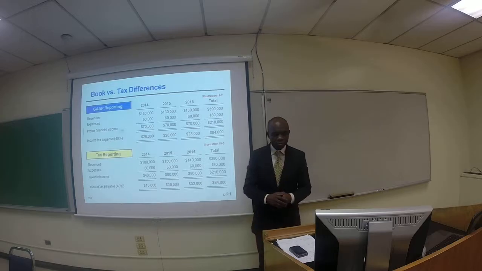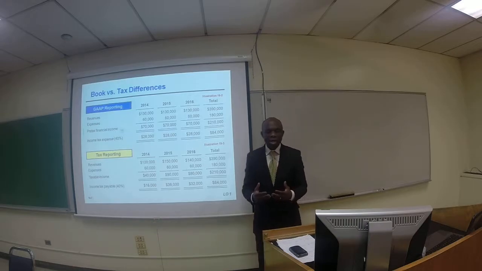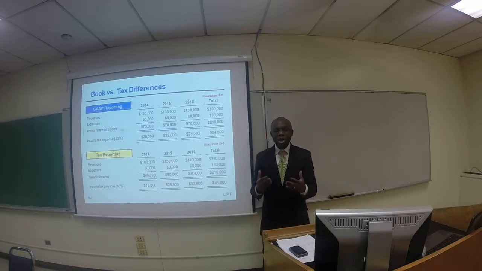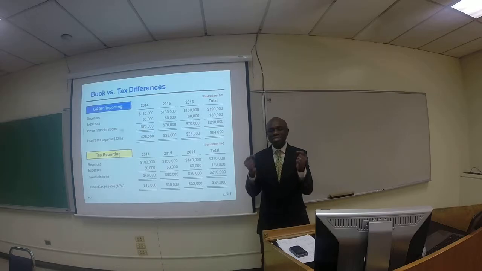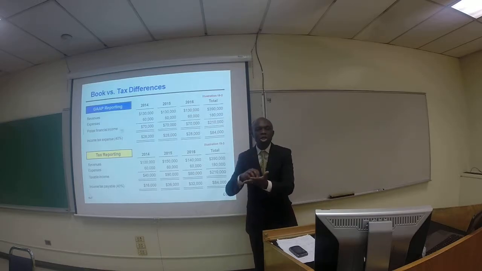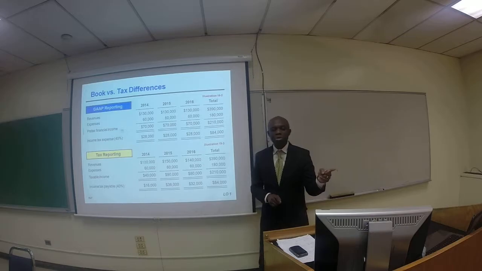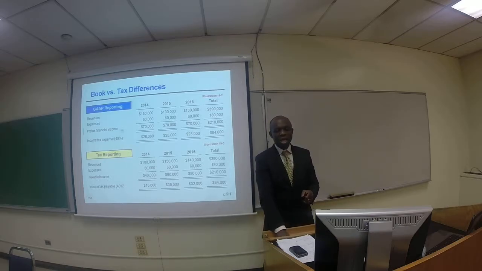40% of 40,000 for tax reporting purposes is 16,000. So as you can clearly see, our income tax expense in 2014 is 28,000. Our income tax payable is 16,000. So the income tax payable is actually the check that we issue to the government. So that's what we are going to be paying the government. However, in our books, we are going to report income tax expense of $28,000.